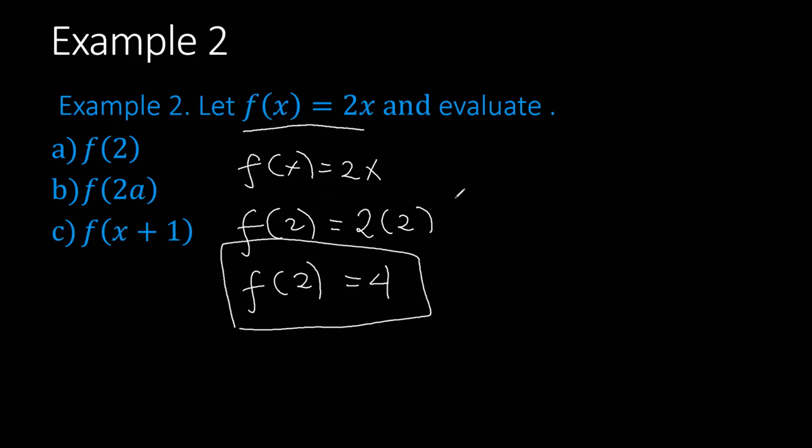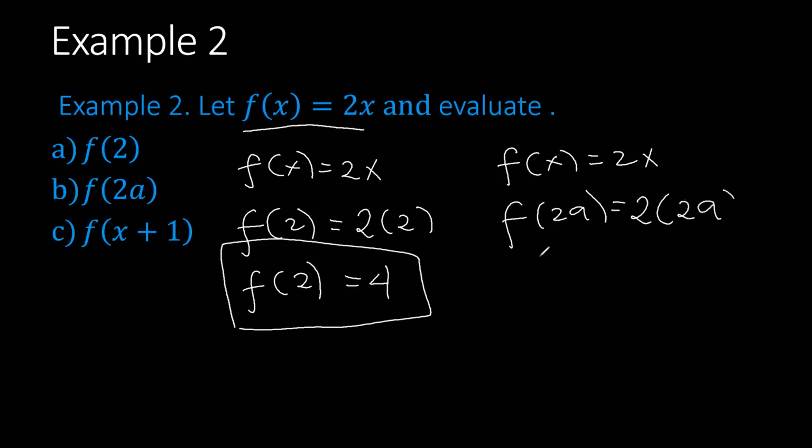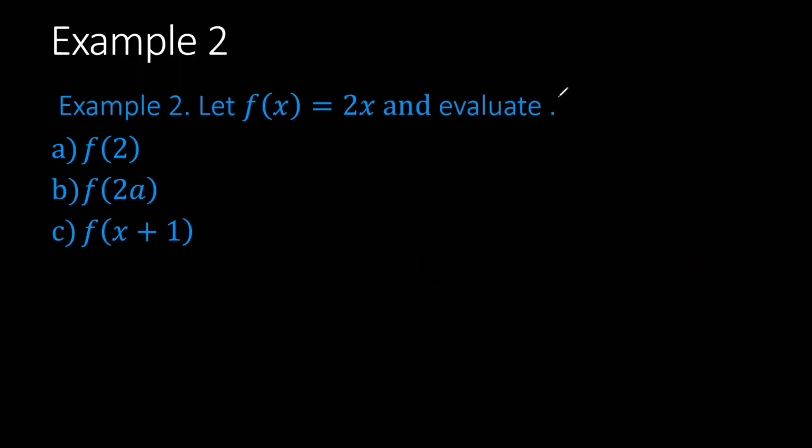Now let's try letter B. So copy the f of x again is equal to 2x. So we have now f of 2a. So substitute 2a to the variable x. So we have 2 times 2a. So we have f of 2a is equal now to 2 times 2a is 4a. So the value of this function at x equals 2a is 4a.